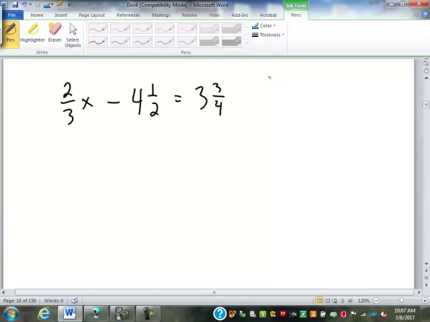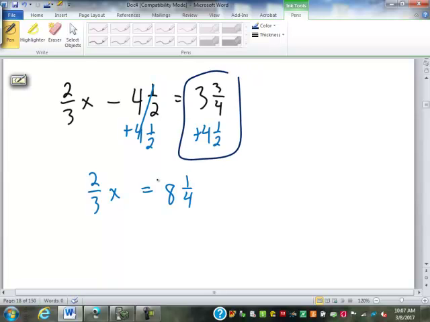We're running a little short on time, otherwise I'd have you try this one on your own first before we go through it. But what would be the first thing I have to do here to solve? Add the 4.5. So I'm left with 2/3 x here. 3 3/4 plus 4.5 is 8 1/4. I'll leave you to verify that addition, that adds up to 8 1/4.